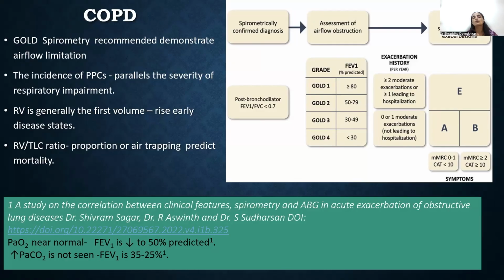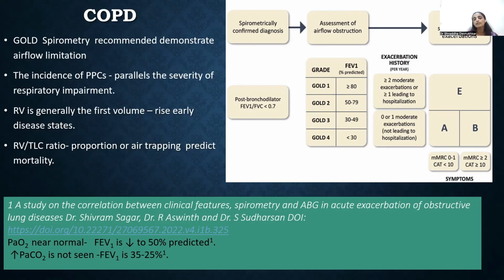So probably looking at that residual volume will also tell you about the air trapping. And this air trapping in respiratory medicine also predicts mortality. So an RV-TLC ratio of more than 40% is diagnosed as hyperinflation.